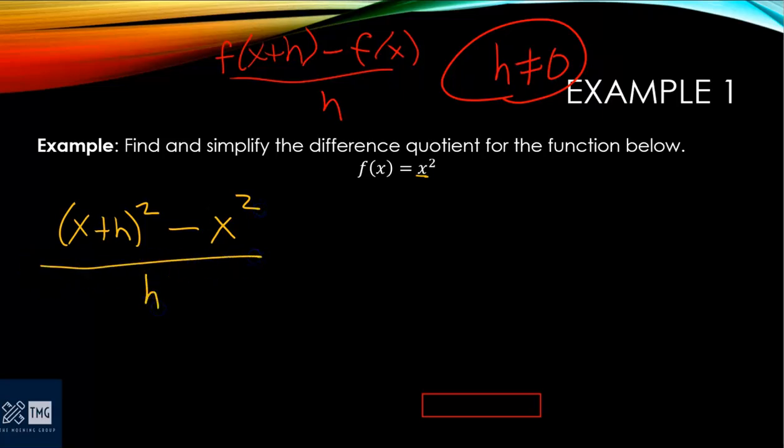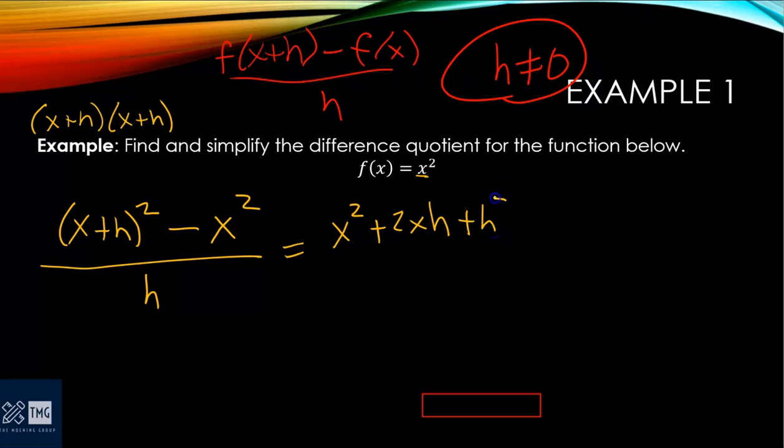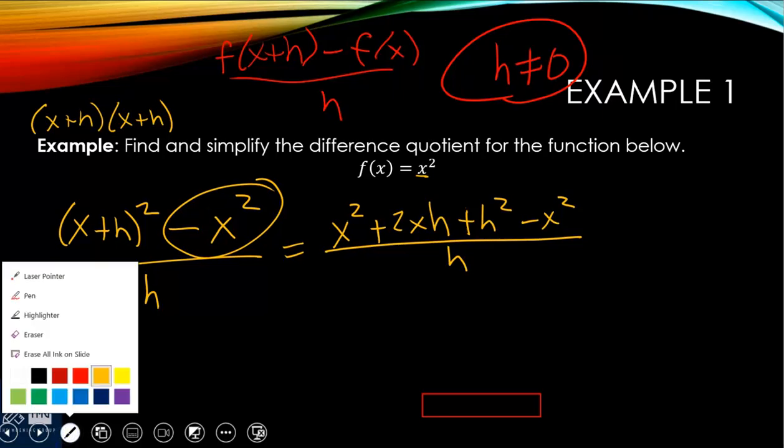Well, we now need to simplify the numerator. So let's remember that x plus h squared is x plus h times x plus h. Whether you use the box method, double distribution, or FOIL, you're going to get the same thing. You get x squared plus 2xh plus h squared, and then we subtract x squared all over h. So we have expanded our binomial.